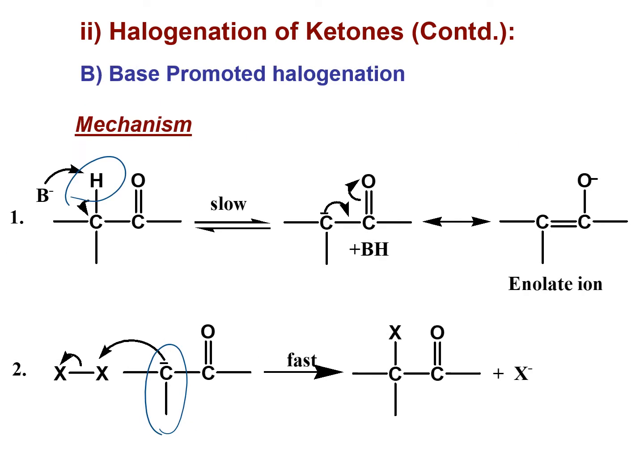In case of base catalyzed, as we said, the base will abstract the proton first, and then this negative charge is stabilized by resonance, and the negative charge will attack the halogen, putting a halogen on the carbon alpha to the carbonyl group. If we have additional hydrogens on this carbon, they are more acidic now because of the electron withdrawing capability of the halogen, so multiple halogenation will take place.